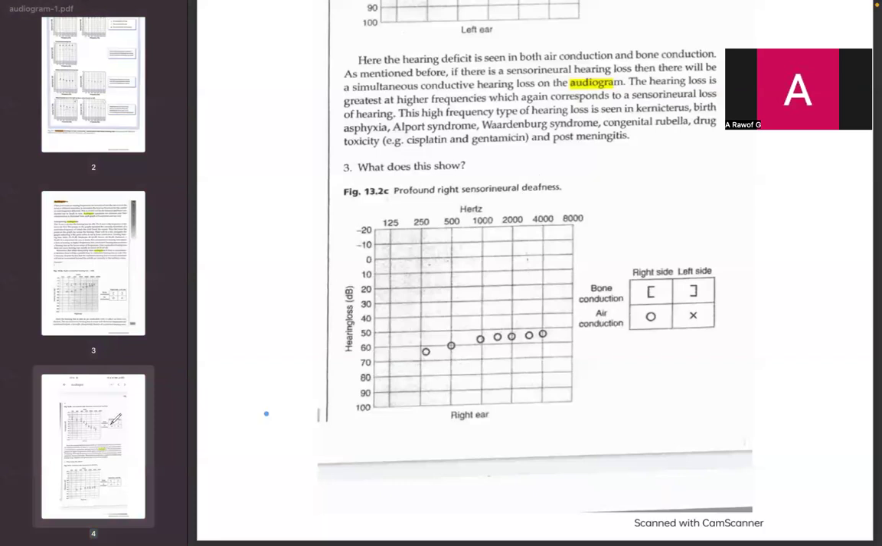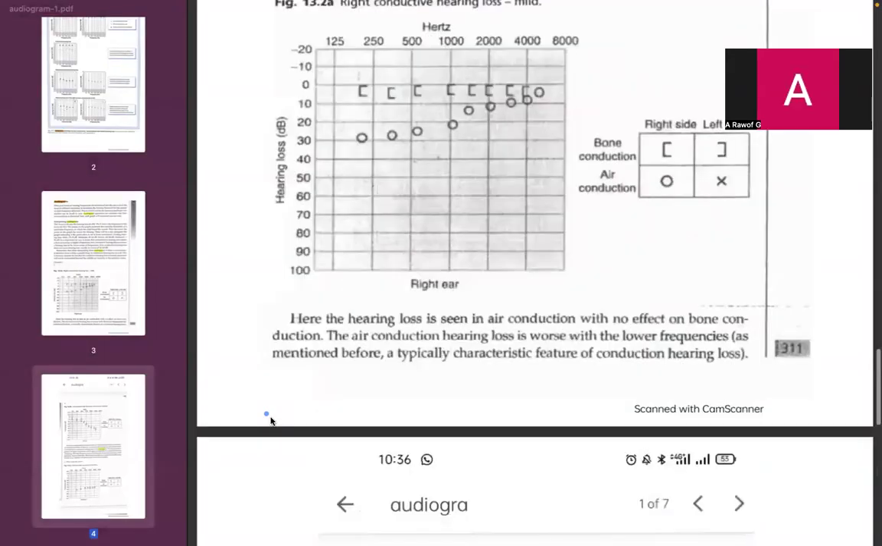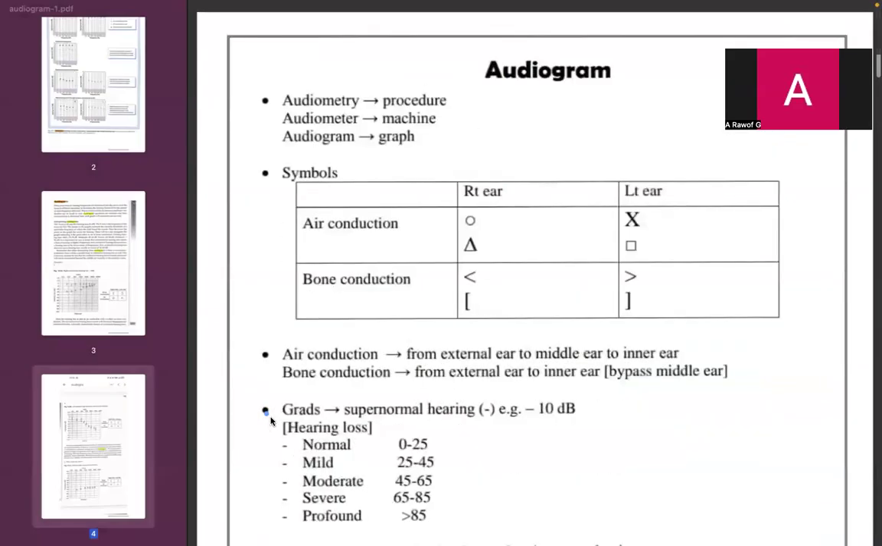Next is, this is conductive. How? Bone conduction is not discussed here. So we are done with audiogram.